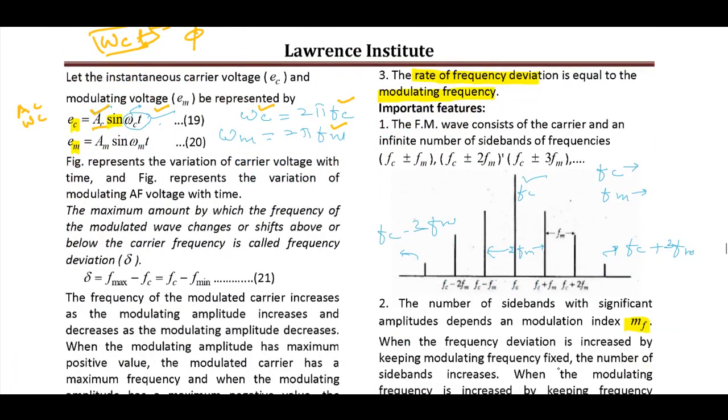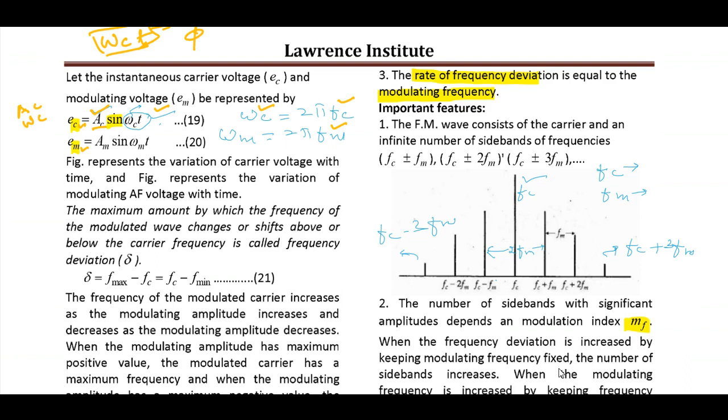Now, we have given here two signals. EC, the C stands for carrier wave. This M here stands for modulating wave. EC represents the carrier wave and EM represents the modulating signal or the information signal which is to be transmitted.